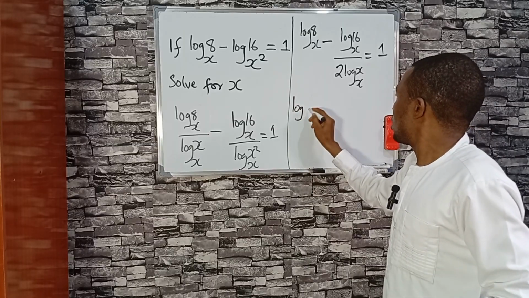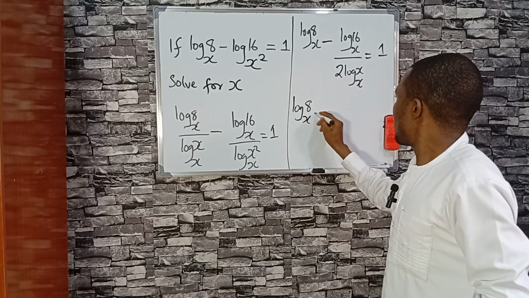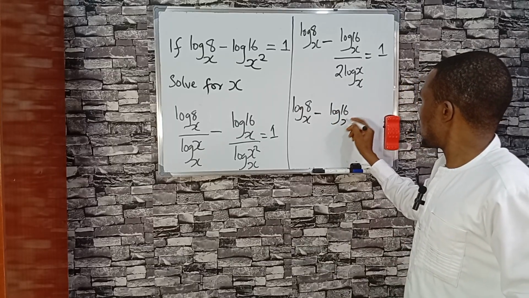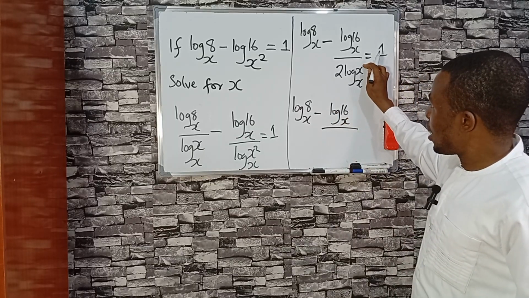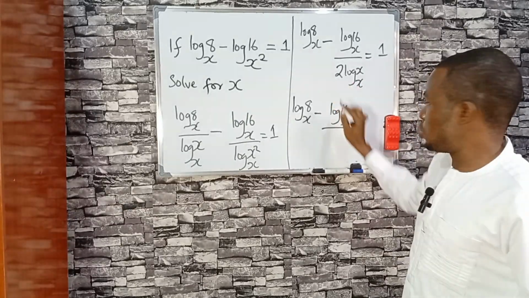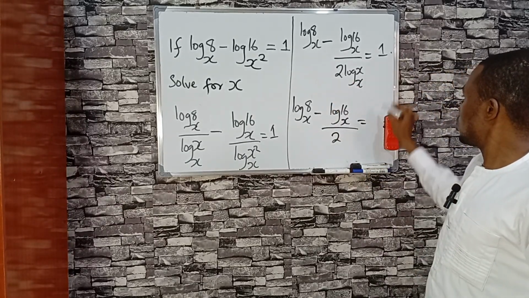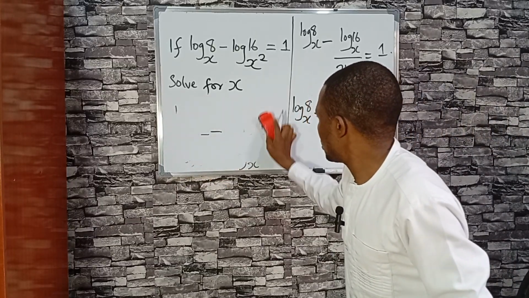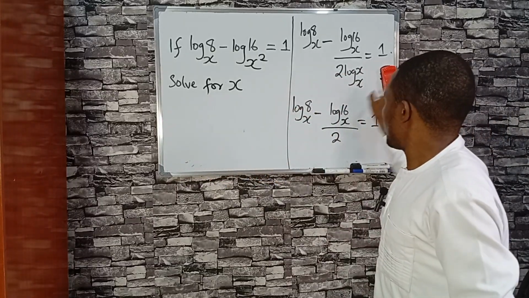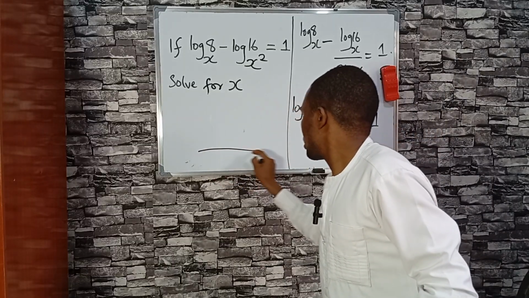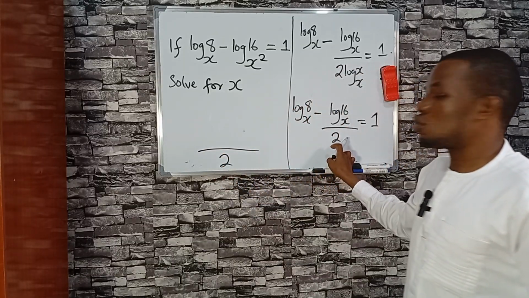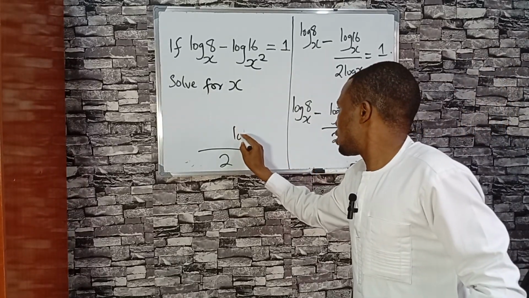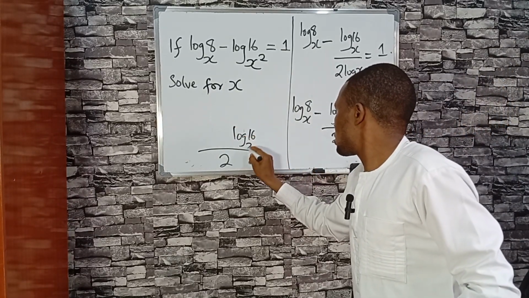Now log 8 base x minus log 16 base x. Log x base x is 1, so 1 times 2 is 2, that is here, equals to this 1. We employ LCM here. We will do that carefully. Draw a line. The LCM here is 2, so 2 here divided by the 2 that is here, that is 1. 1 times, you see have here as log 16 base x.